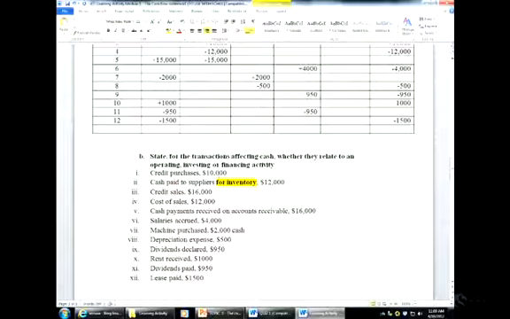For example, credit purchases will not go to the cash flow statement. Salaries accrued will not go to the cash flow statement. Depreciation will not go to the cash flow statement. Dividend declared but not yet paid in the form of cash will not go to the cash flow statement. Only those transactions that result in an inflow or an outflow of cash will go to the cash flow statement.